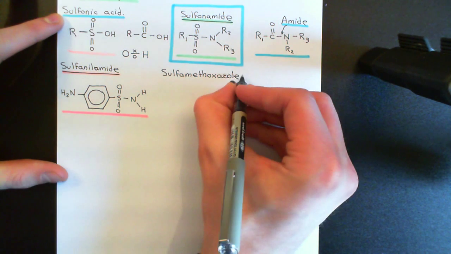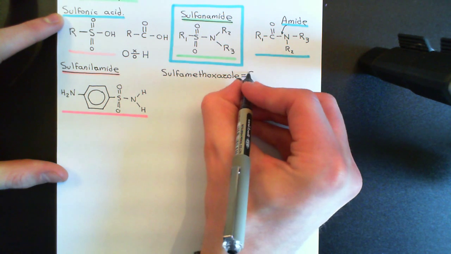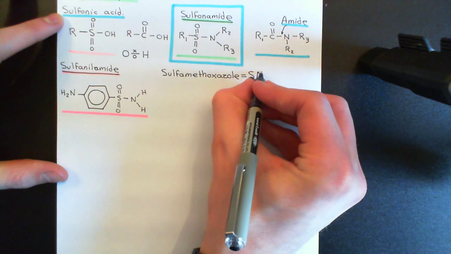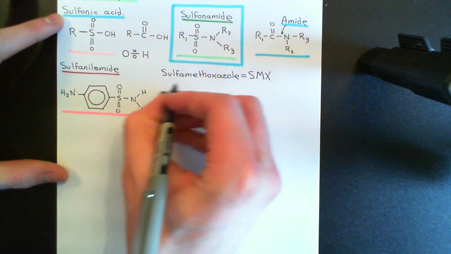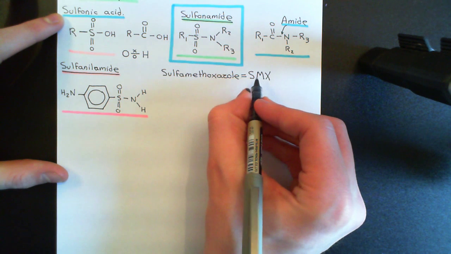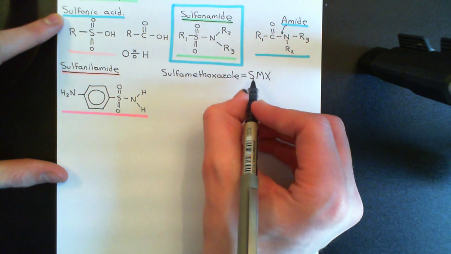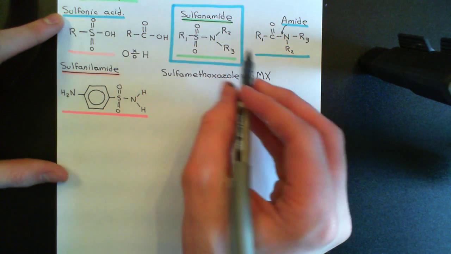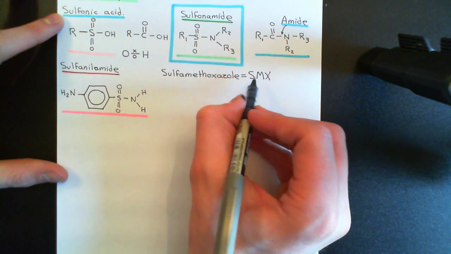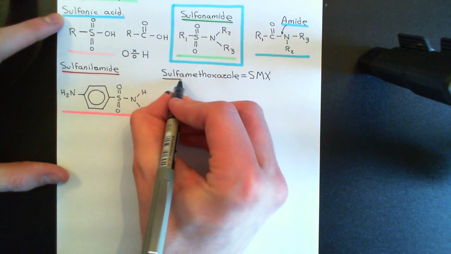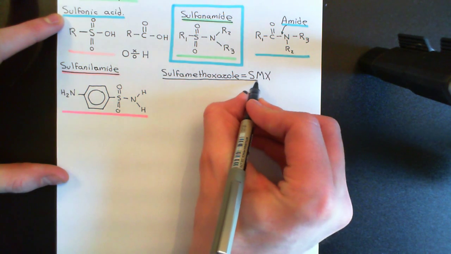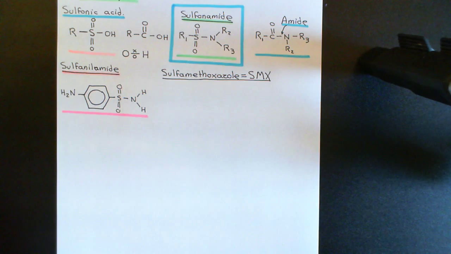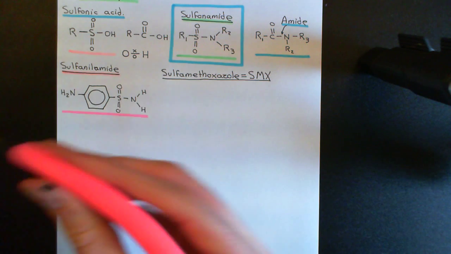Okay, and by the way, sulfamethoxazole is often abbreviated down to SMX. So if you see people referring to SMX, particularly as we'll see when they're writing a drug that contains a combination of sulfamethoxazole with trimethoprim, they often write it just as SMX, like so. So sulfamethoxazole or SMX, both of those refer to the same thing.